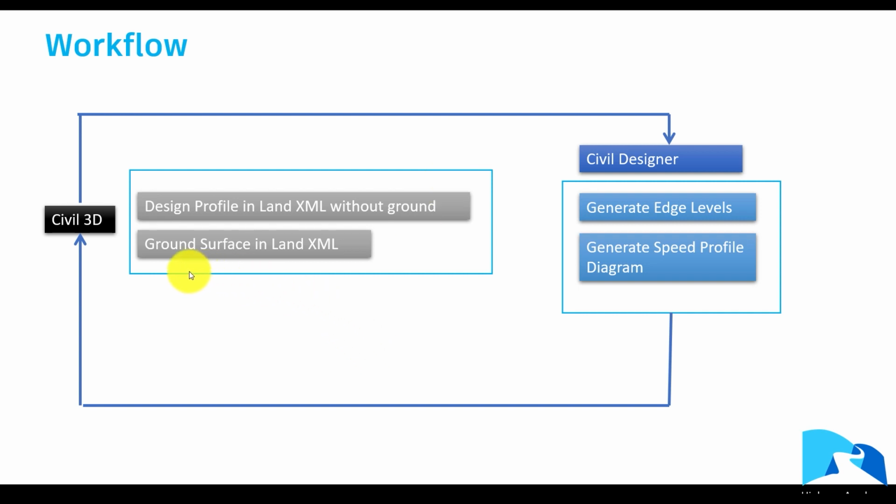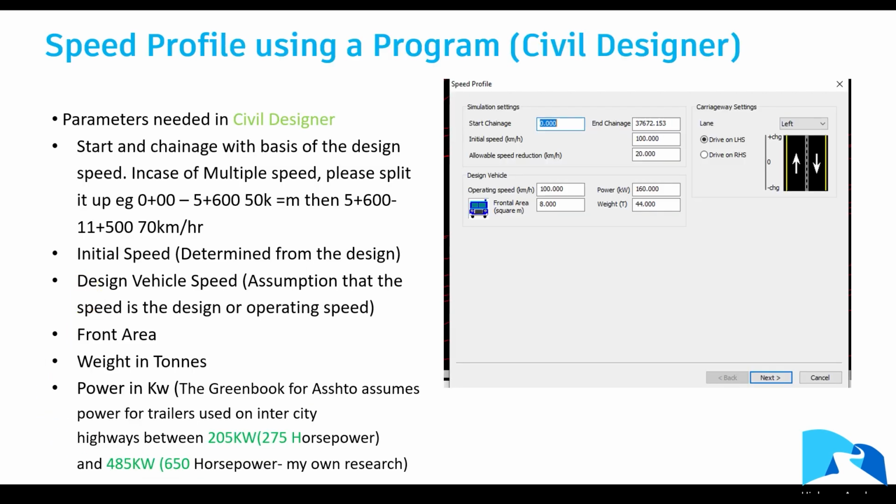So what's our workflow here? Our workflow is, one, we move from Civil 3D and we use a program called Civil Designer. So what we do, we have to get the design profile LandXML that has no ground, and also we get a ground surface in a LandXML that has a ground. And then after that, we export this information, put it in Civil Designer, we generate road edge levels, then we generate a speed profile diagram, and then we come back to Civil 3D and draw it.